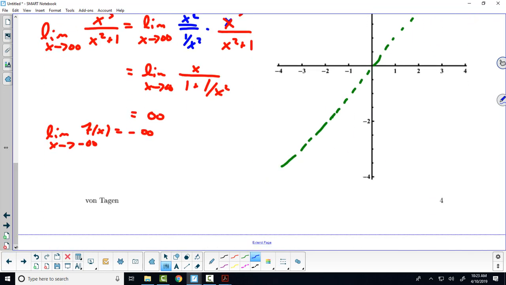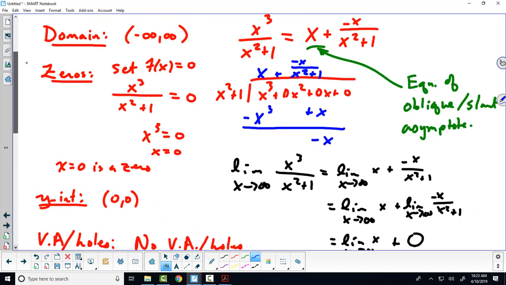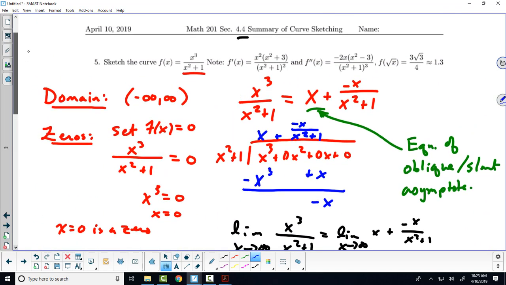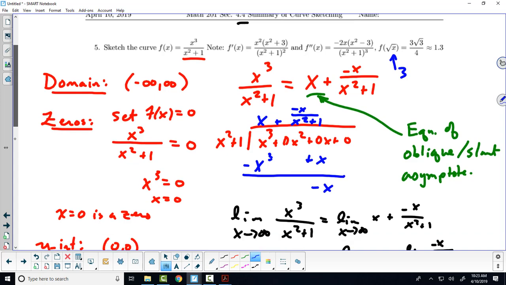Okay. So let's put up all of our interesting points. Okay. So we had a 0 at x equals 0. We had a y-intercept at x equals 0. We've got an inflection point at the ordered pair 0, 0, right? So all that's happening at 0. If I plug in square root of 3 into the function, oops, I should have said f of square root of 3. Sorry about that. If I plug in square root of 3 into the function, I get approximately 1.3 out.